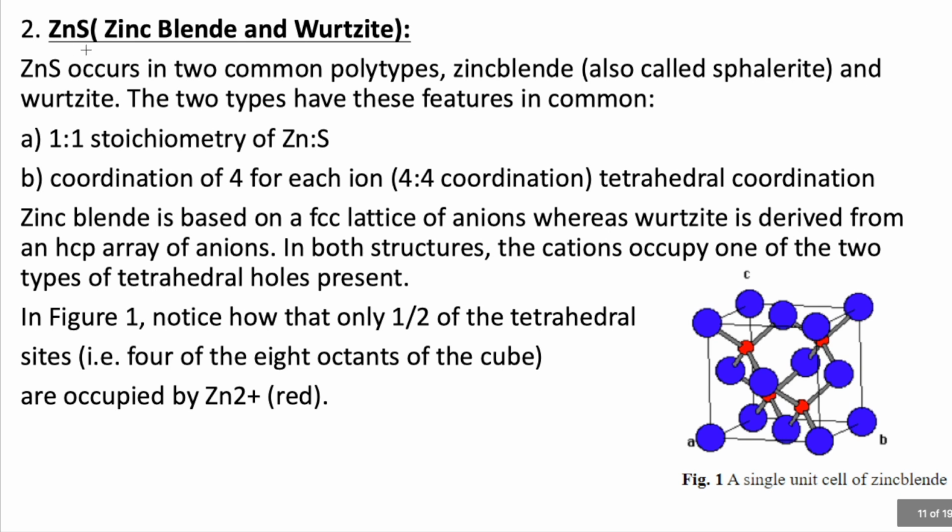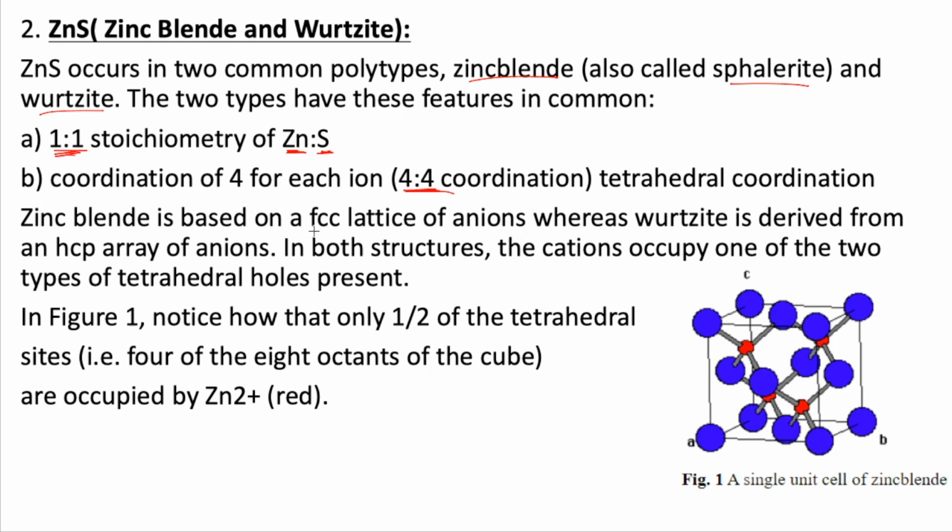The next is ZnS, that is called zinc blende or wurtzite structure. Now ZnS occurs in two common polytypes. These are zinc blende, called sphalerite, and also wurtzite. The two types have these features in common. The first one is that the stoichiometry is 1:1. That means for every one zinc atom there will be one sulfur atom present. Coordination number is 4 in each of them, that means there is a 4:4 coordination ratio. In a unit cell there will be 4 zinc atoms present and 4 sulfur atoms present.